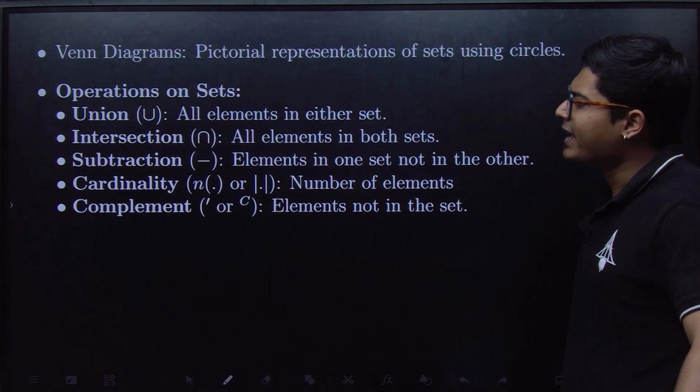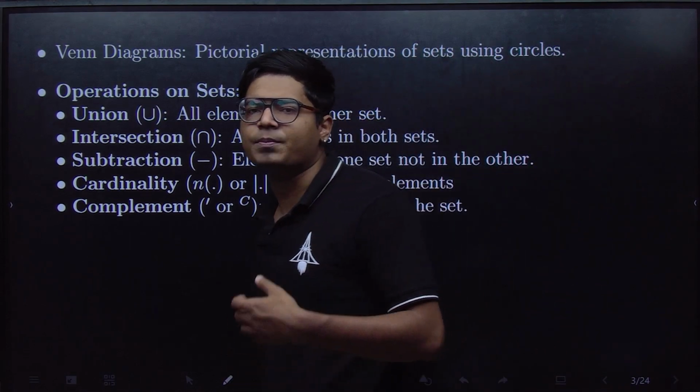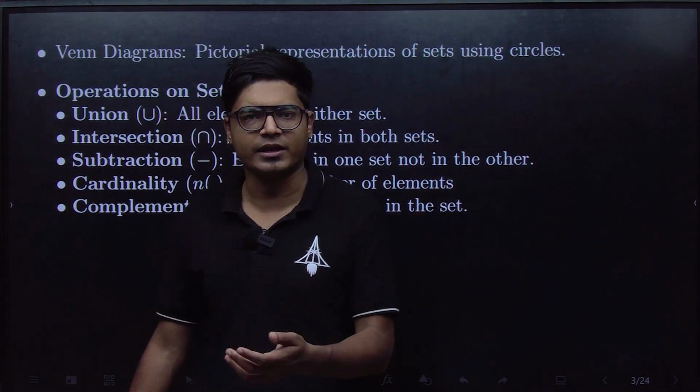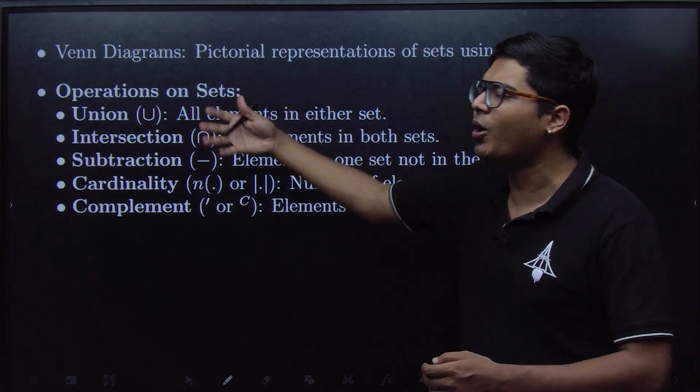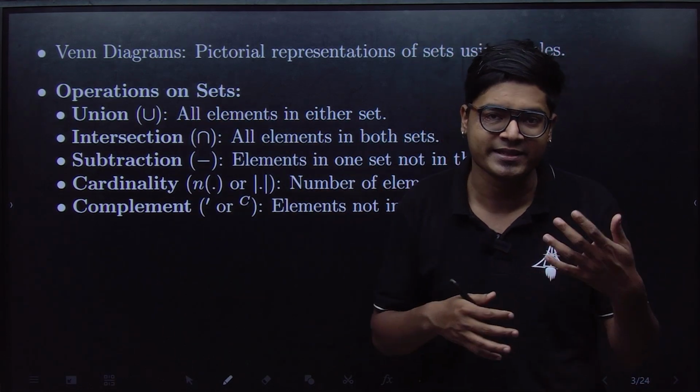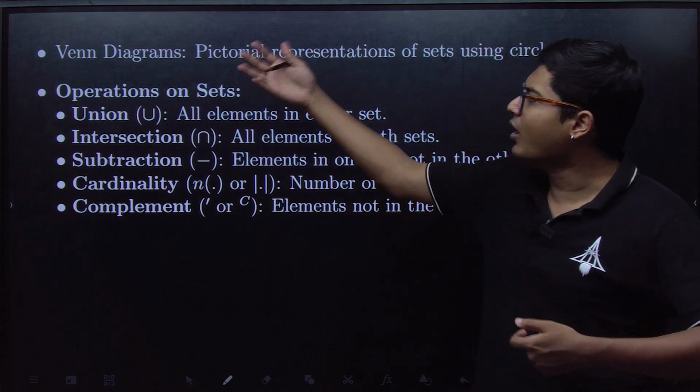Coming to the next thing, Venn diagrams. Venn diagrams are basically used to pictorially describe what our sets are, okay? So sometimes instead of writing it as a list, if we draw it as a picture and we talk about the operations, it becomes easier for us to understand what exactly is happening, okay? Now coming to operations on sets, okay?